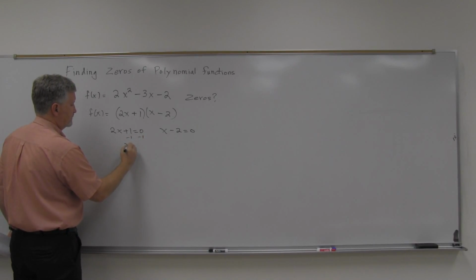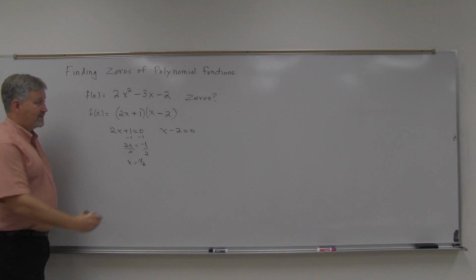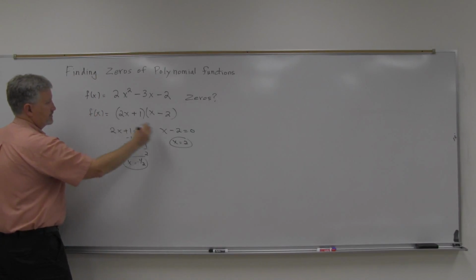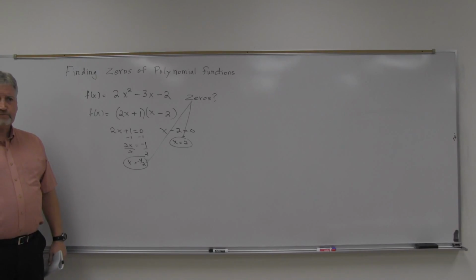And those will be my zeros. Subtract 1, divide by 2 here. So we got a -1/2 is one of the zeros, and of course add 2 here. So those two are my zeros for this function.